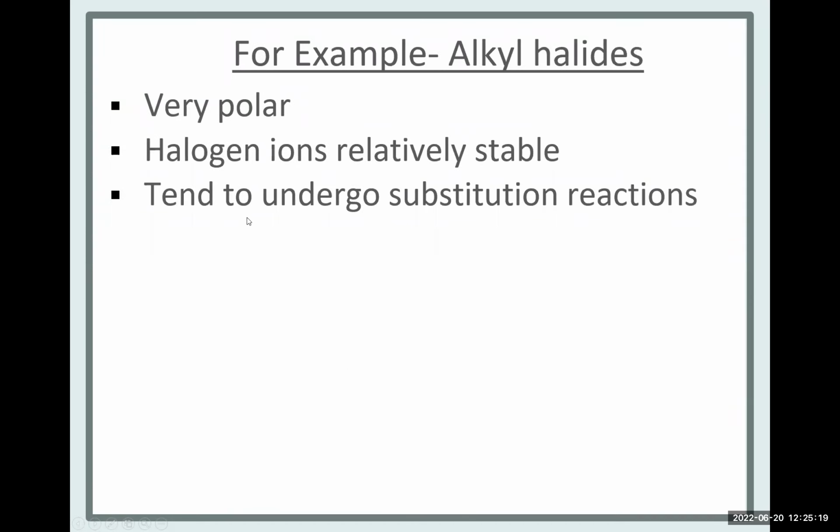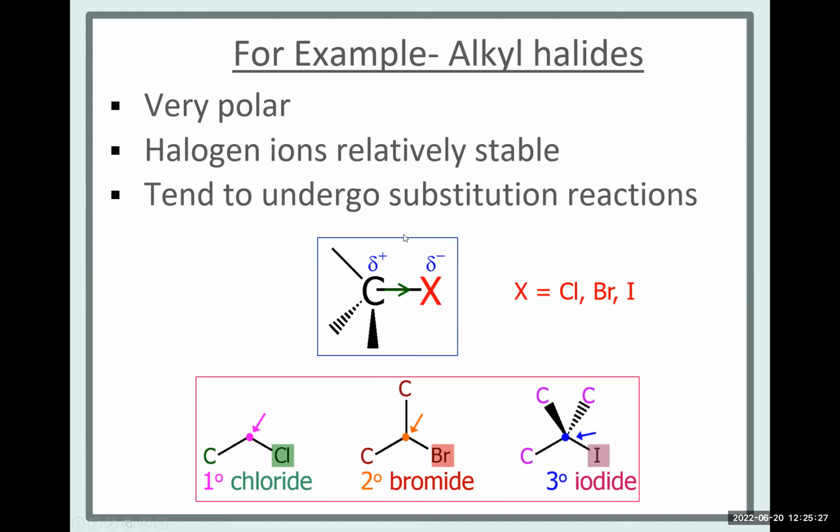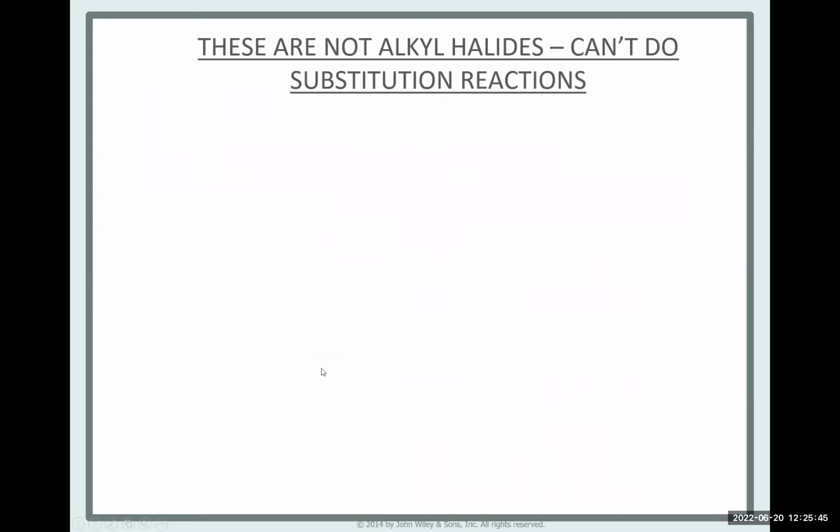Alkyl halides are a good one. They're very polar. Their halogen ions are typically stable except for fluorine, and so they tend to undergo substitution reactions. Here's an example of what you might see: a primary alkyl chloride, a secondary bromide, a tertiary iodide. All those are good options for a good leaving group. All of these could undergo some kind of substitution reaction.